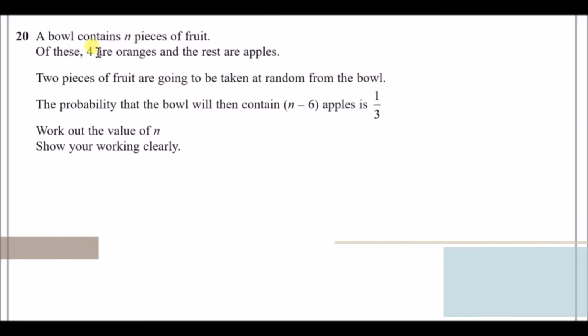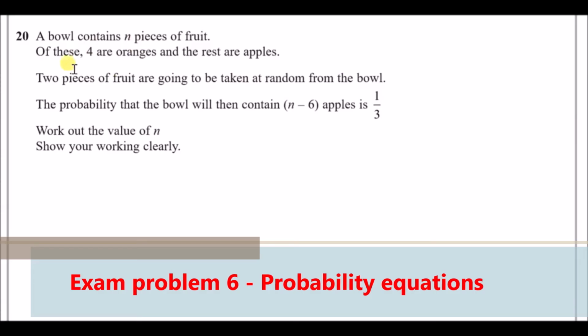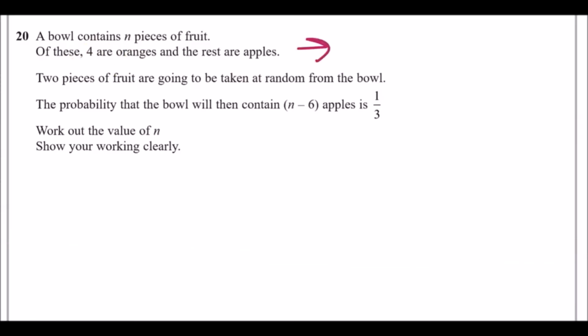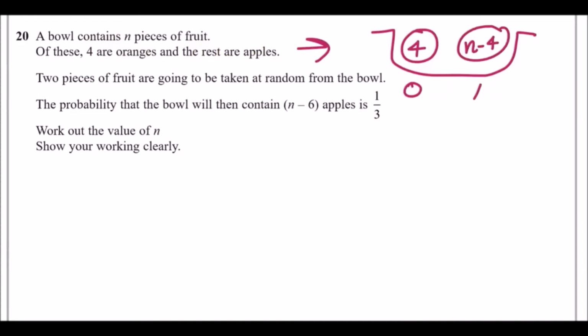So a bowl contains n pieces of fruits. Of these, 4 are oranges and the rest are apples. Okay, so visually, to understand this, we've got a bowl here, and we've got 4 oranges. So let's say 4 oranges, and we can call that O. And we know that the difference between n and 4 are the remaining apples. So it'll be n minus 4 apples. Okay, so we're going to keep this right here.